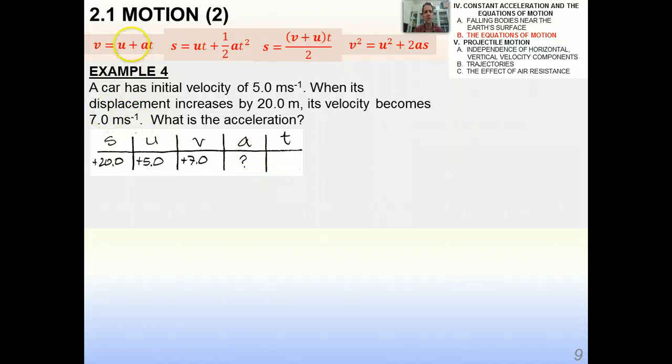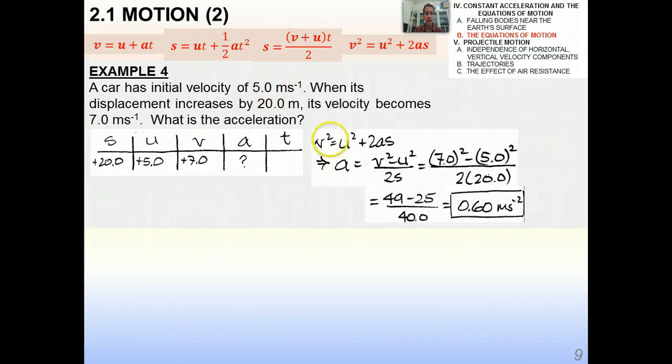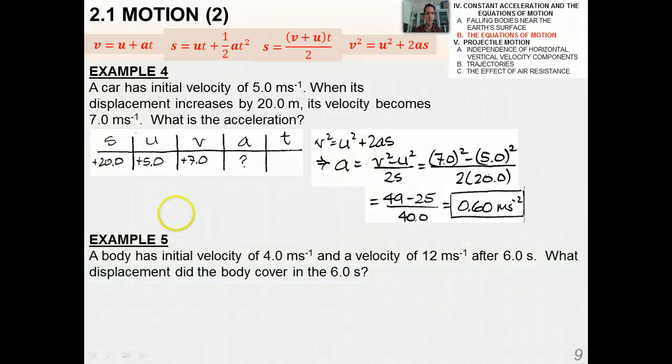Based on this, which of the four kinematics equations would you use to most easily do this problem? I would use v squared equals u squared plus 2as. And when I do, I get an acceleration of 0.6 meters per second squared. So here's my work. Remember, the positives and the negatives are super important. All right, how about example 5?